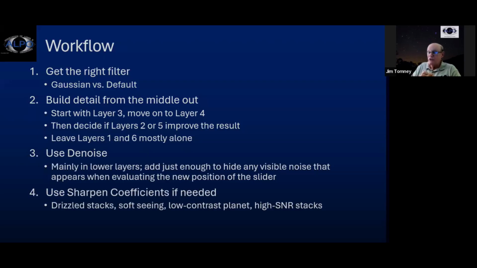And again, you can use those sharpening coefficients if needed. That's especially going to probably be indicated in a drizzled stack, or if you have soft seeing or a low contrast object, like Saturn or Venus. And again, a little counterintuitive, but with a really good ROM with good signal to noise ratio, you can take advantage of the sharpening coefficients there to really draw out the full amount of detail that you have from that nice ROM.